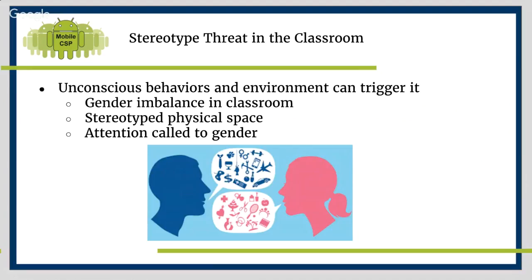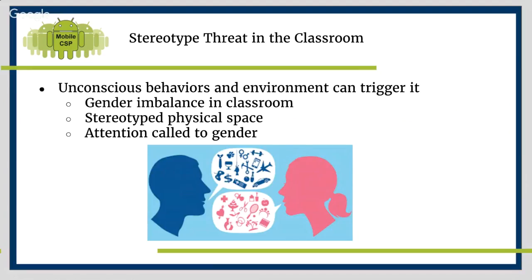So there are unconscious behaviors and unconscious things in the environment that can trigger it. It could be a gender imbalance. So when the student walks in and sees that they're the only female or the only student of color in the classroom, or one of two in the classroom, that can trigger stereotype threat immediately for them. They may not recognize that that's what's going on, but it can do that to them. There are also stereotypes that might show up in the physical space in the classroom, and we have a pedagogy lesson about this later on, where you learn how to make some adjustments to your physical space. And then if the teacher or someone in the classroom calls attention to the gender of the student, that can trigger stereotype threat as well.